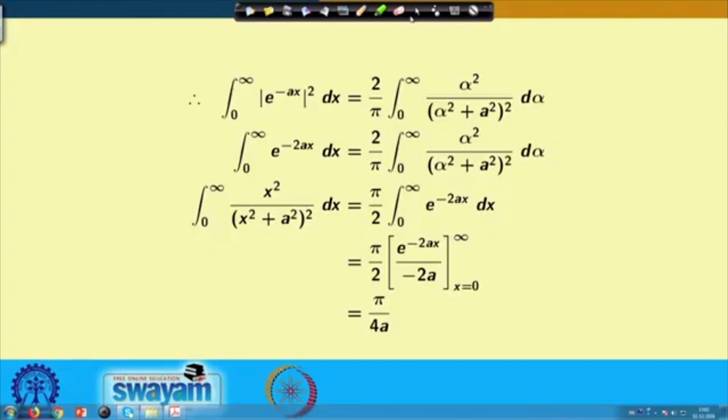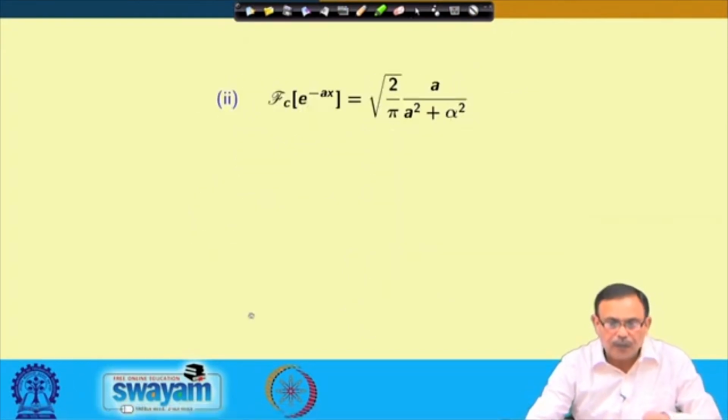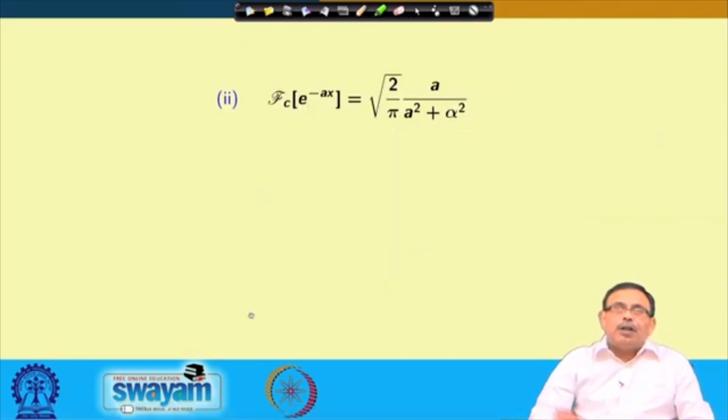So, just see it quickly. In the earlier case, we started with Fourier sine transform of e power minus x, because the form was alpha x by x square plus a square. Here the form is 1 by x square plus a square. So, we are considering Fourier cosine transform of e power minus a x, and this is nothing but root over 2 by pi, a by a square plus alpha square.